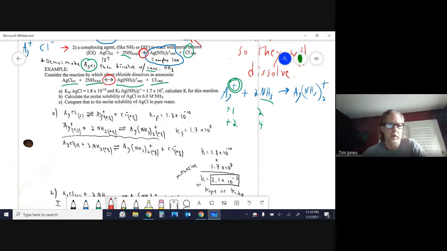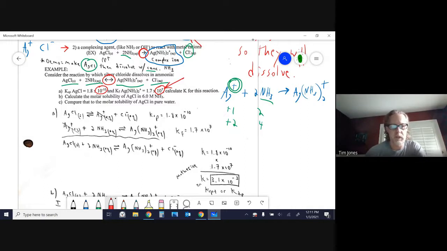Letter A, the KSP of silver chloride is 10 to the -10, which is no surprise. It's saying it doesn't dissolve very much. The Kf of the complex ion of silver and ammonia is 10 to the +7. That is a massive difference. In other words, this is saying this silver ammonia complex ion, it likes to exist. And it also is soluble in water. So this is going to help.